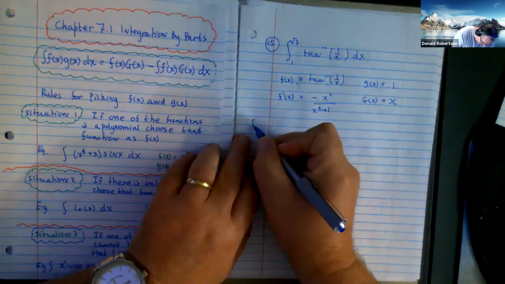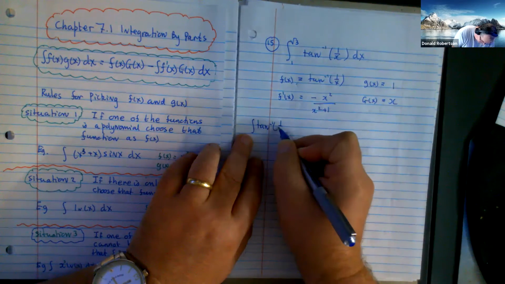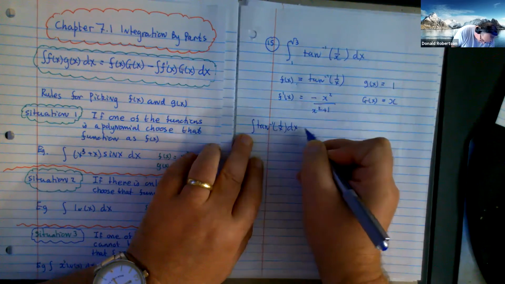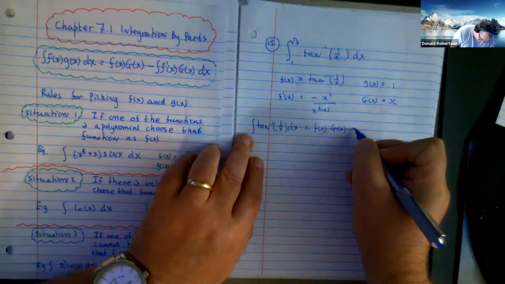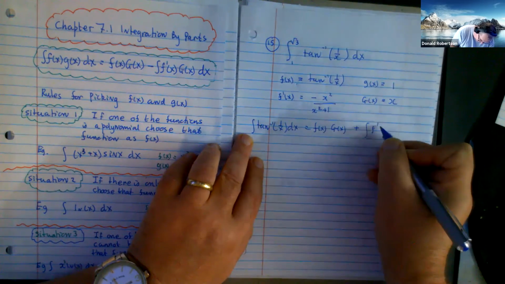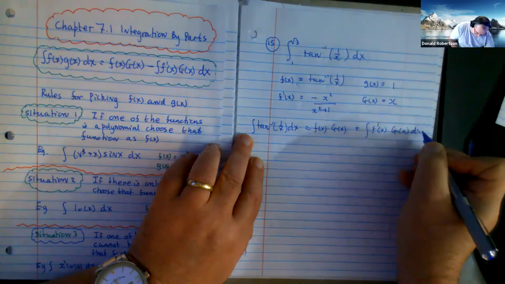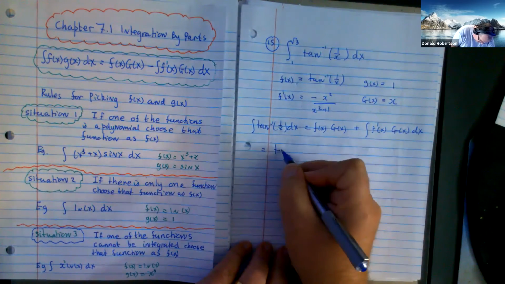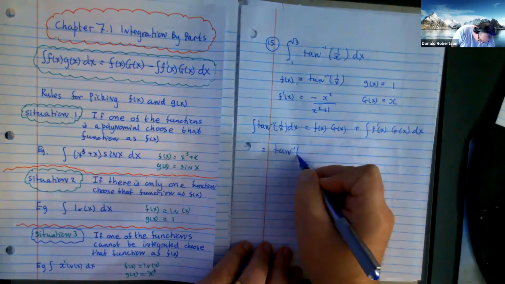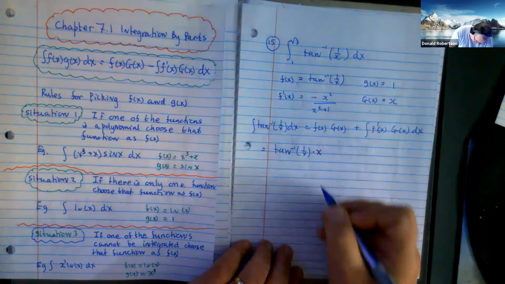So it's the integral of the inverse tan of 1 over x. So it's going to be f of x, capital G of x, plus integral of f dashed of x, capital G of x, dx. And f of x is the inverse tan, 1 over x. Capital G of x is x.